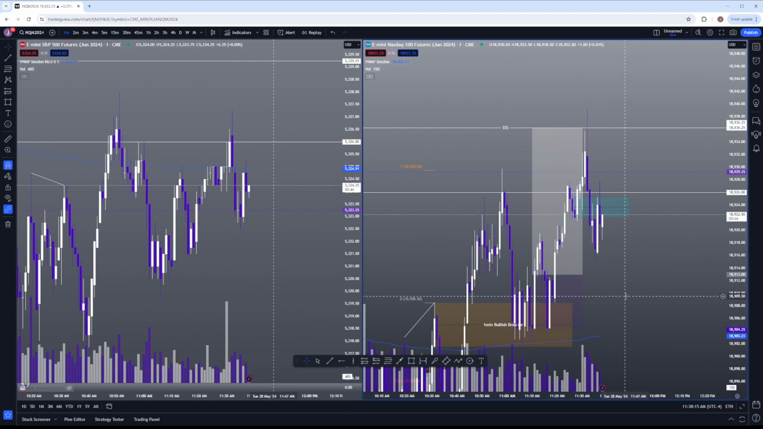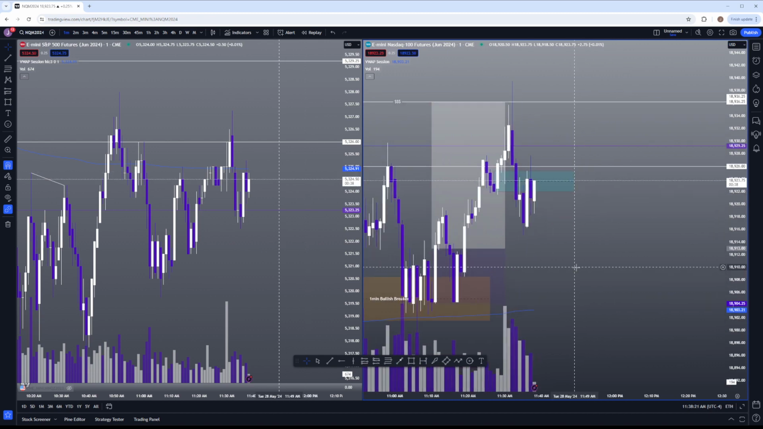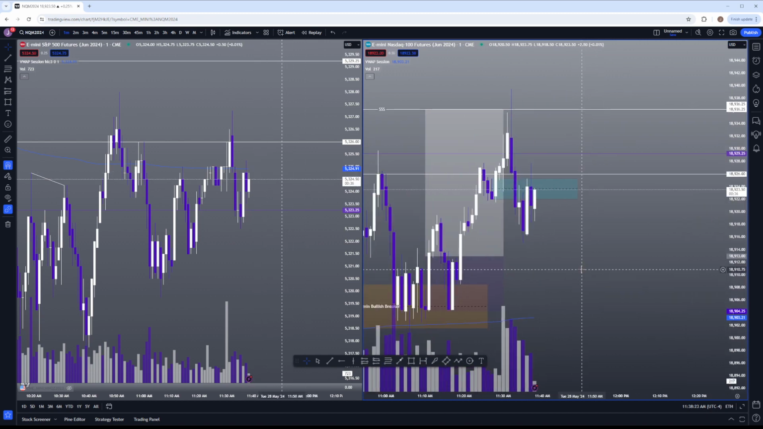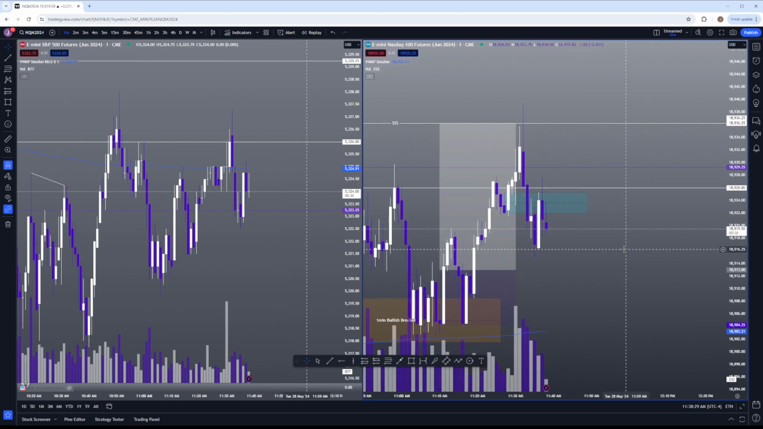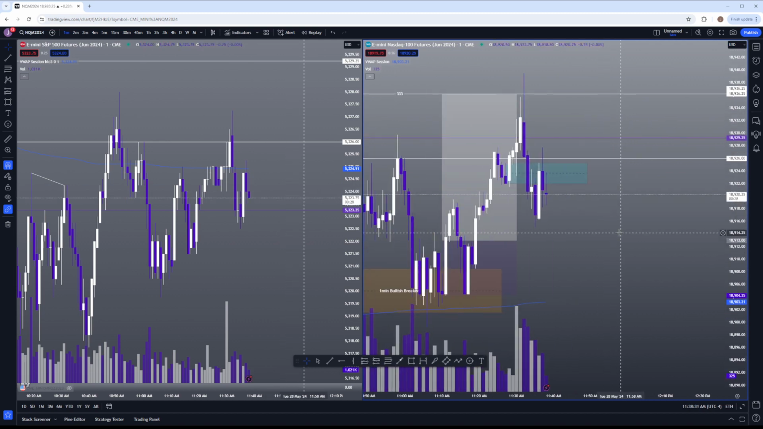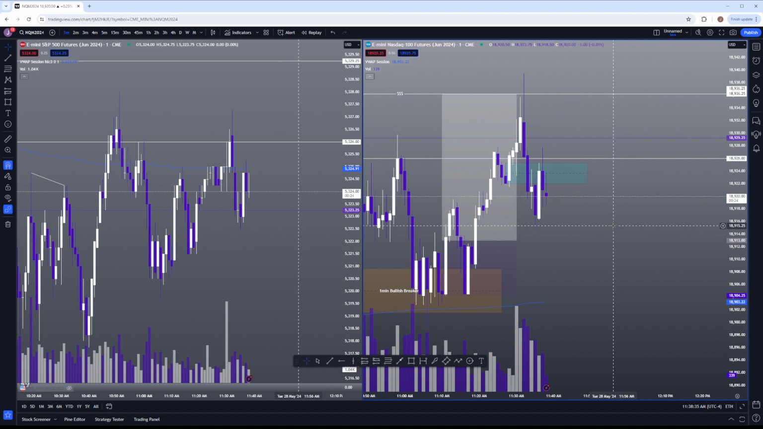But in terms of our confluence, you always hear me talk about time and price, right? We have time: London close indicates a reversal a lot of the time. We take out a key buy side liquidity level. We bounce off of a balanced price range on the higher time frame. With all those confluences, we will typically see some kind of reversal, at least going into lunch.